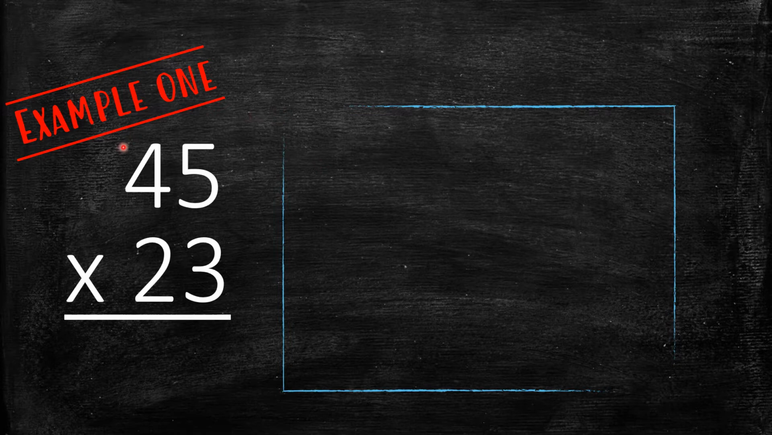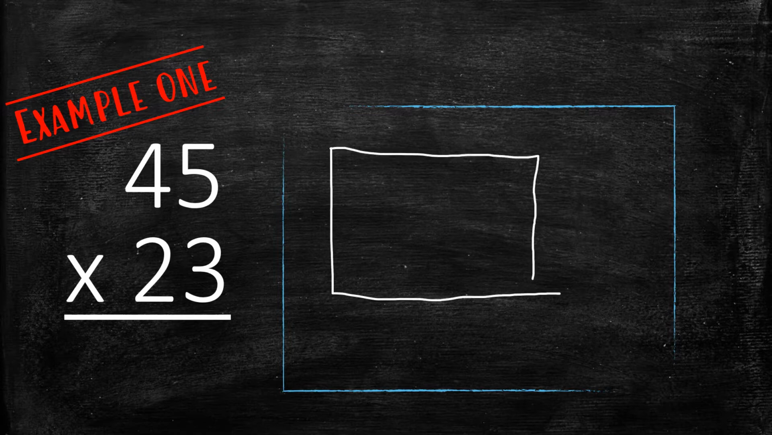So example 1 reads, 45 times 23. First things first, I'm going to go ahead and draw a box. So I'm just going to draw my box in this little area space here. I never said I was going to draw a perfect box.